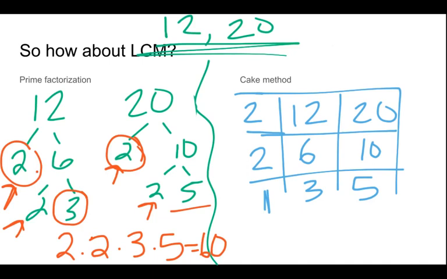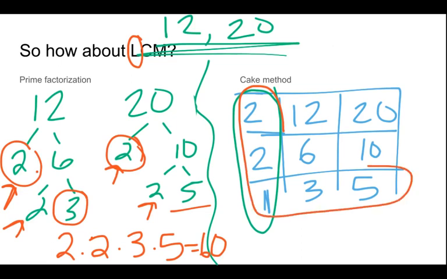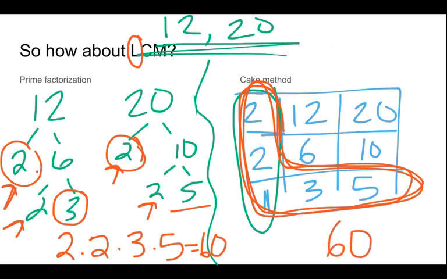Before, in the cake method when we were doing GCF, we just took this first column out front and multiplied it together. But now we're talking about LCM. So I'm going to look for the L shape and circle it, and those are the numbers I'm going to multiply together to get the LCM. So I do 2 times 2, which is 4, times 1, which is still 4, then 4 times 3, which is 12, and 12 times 5 to get 60. Either method will give you the same exact answer. This is all just a preference thing.